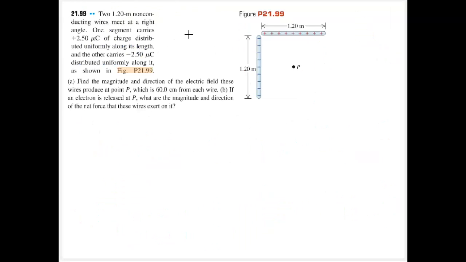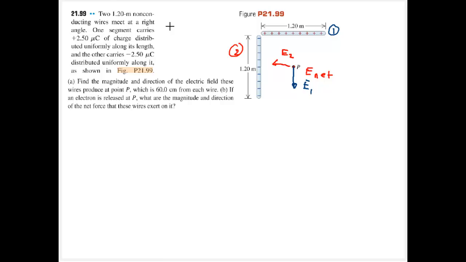Lastly, 21.99, we have two wires that are meeting at right angles, and we're asked to solve for the electric field at point P there. So we're looking for the net electric field. Just in our mind's eye, we can see that the top wire right there is going to give us an E1. This wire right here is going to give us an E2, and it's negative, so it's going to point towards it.